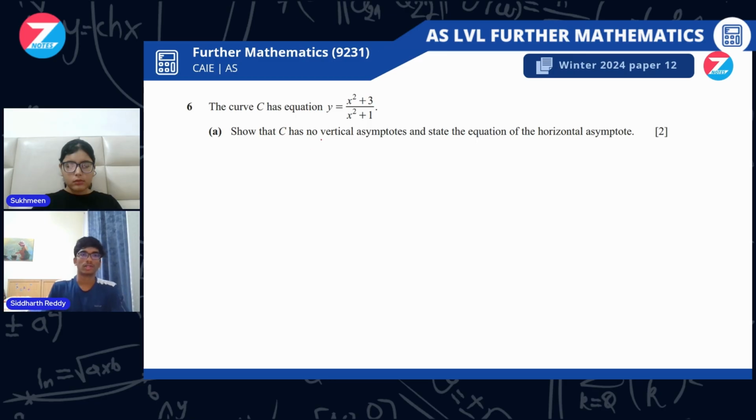Okay, so the next question, question 6, the curve C has equation y is equal to x squared plus 3 divided by x squared plus 1. Show that C has no vertical asymptotes and state the equation of the horizontal asymptote.